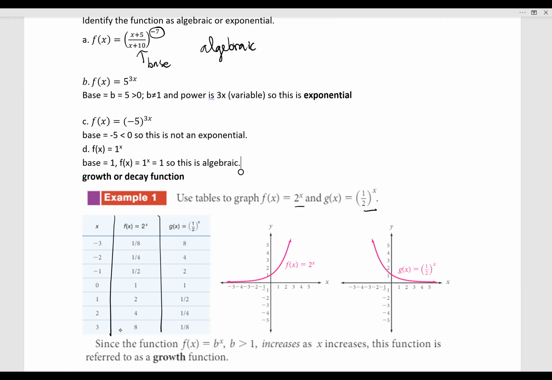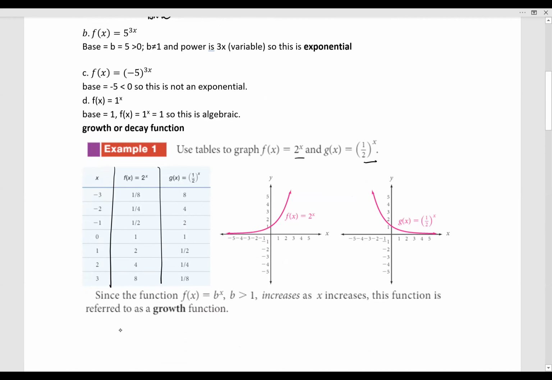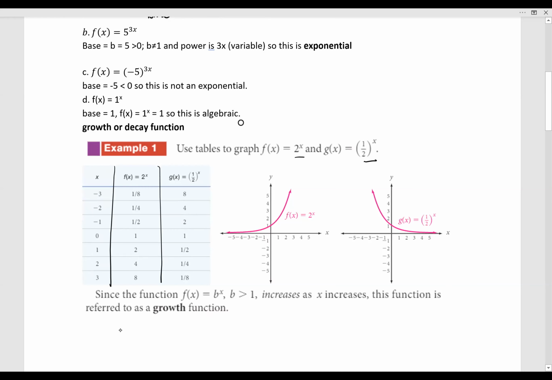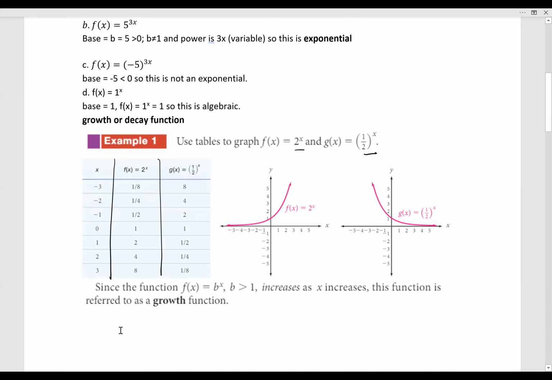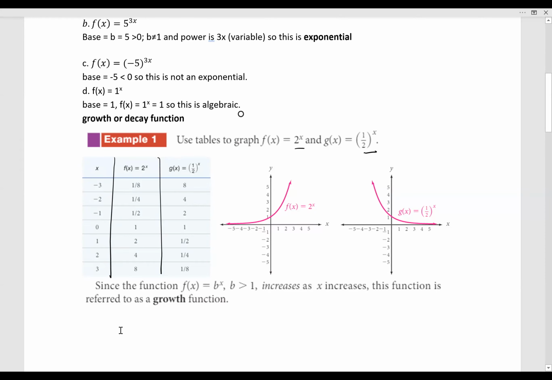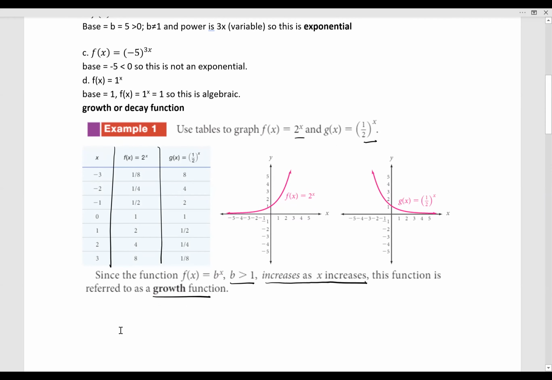Okay, so I would like to say if b is greater than 1, the function increases as x increases, and this function is referred to as a growth function. So b greater than 1 will give you a growth function for the exponential function.